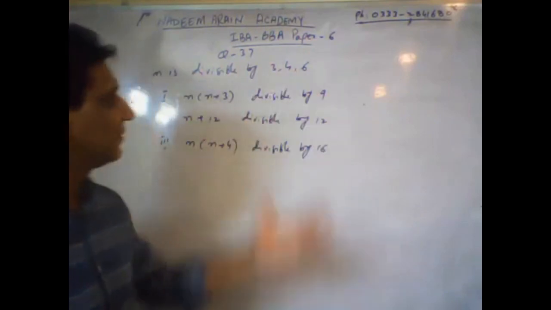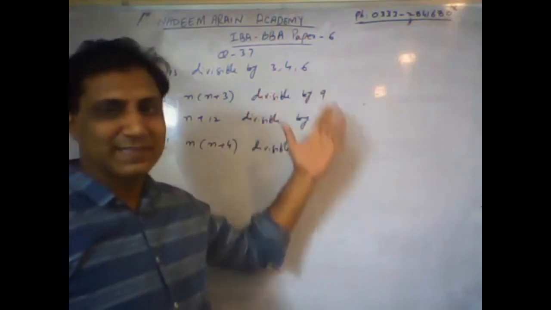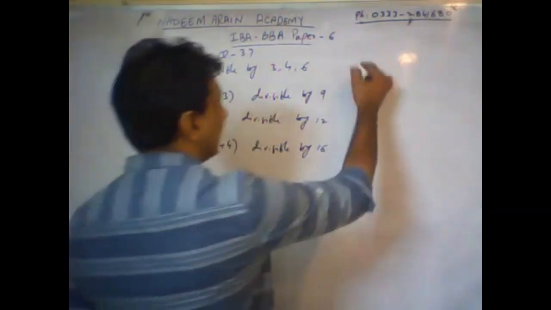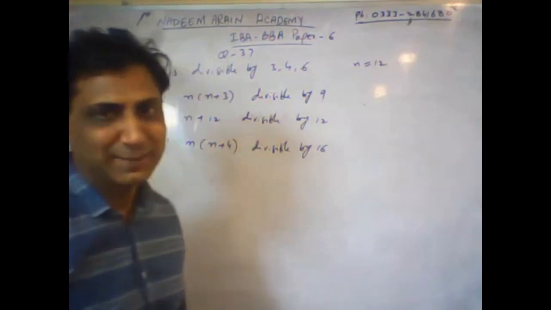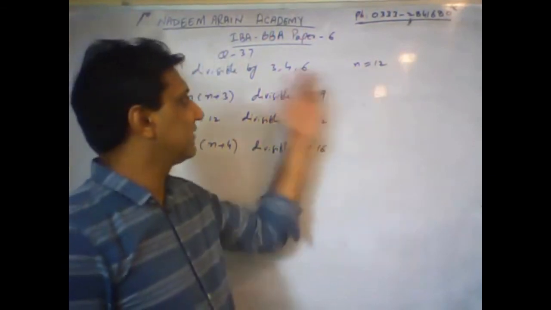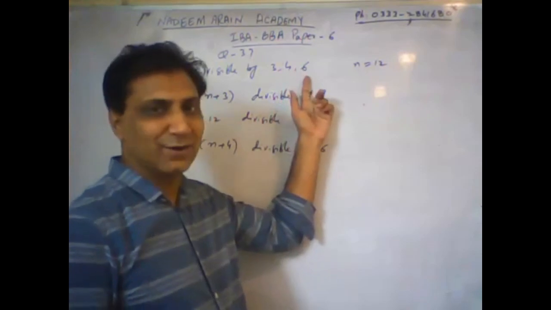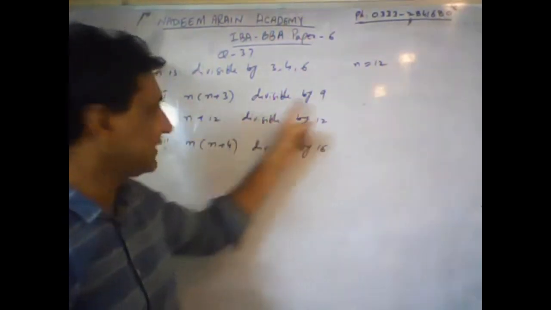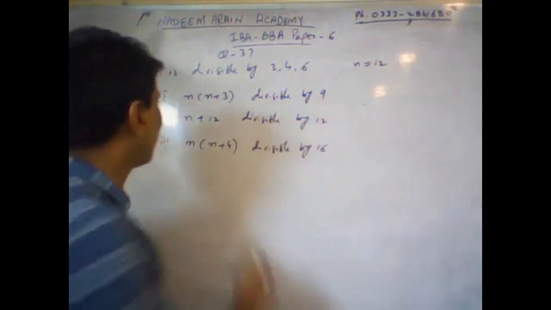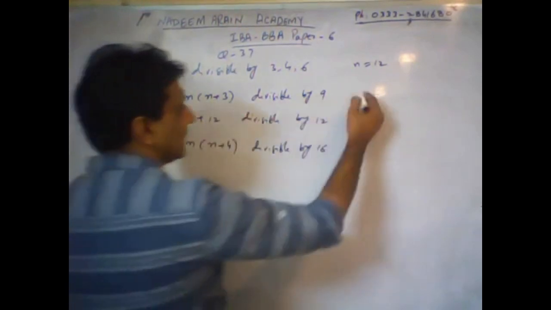What is n? So take out the LCM of 3, 4 and 6. That's 12. So actually n is equal to 12, the LCM of 3, 4 and 6. Because 12 is divisible by 3 and 4 and 6, all of them. So n is 12. So we have to keep putting n in here and see whether it is divisible by these numbers or not.